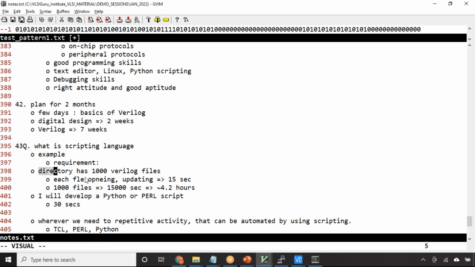So here, whatever I would have done manually, the same thing actually happened. Don't think that because I did 4.2 hours of work in 30 seconds, something was lost. Nothing was lost. Just my script automatically did everything for me. That is how we use it. Any other questions you have?